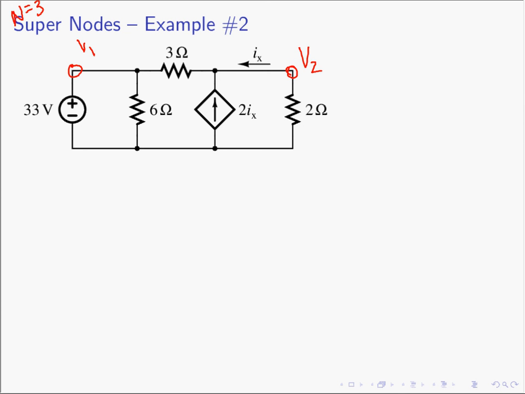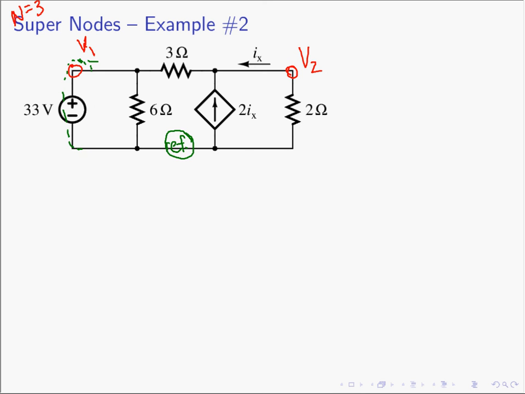To get started, we're going to write KCL for node 1, and we immediately realize that node 1 has a voltage source connected to it. So we should make a supernode. But in this case, if we try to do a supernode, the supernode is going to be all the stuff in this direction, but we see that our voltage source is actually tied back to the reference. So how do we deal with that?